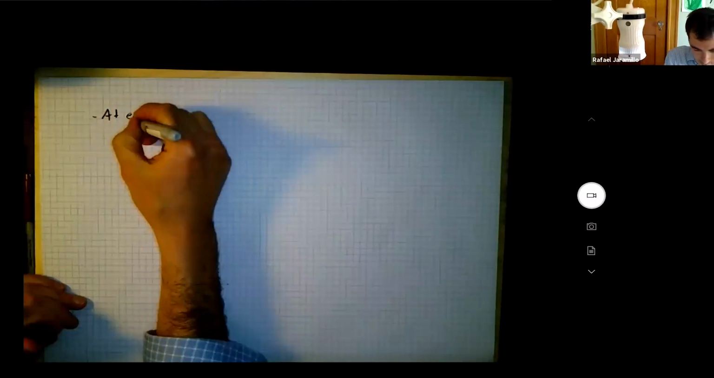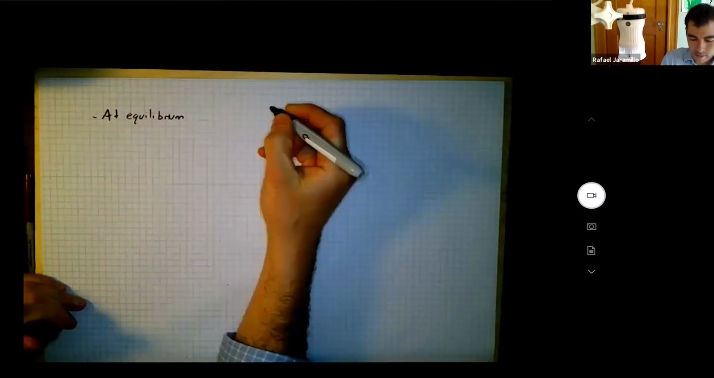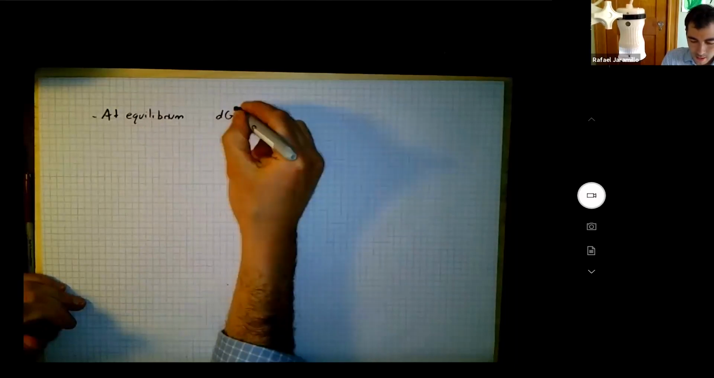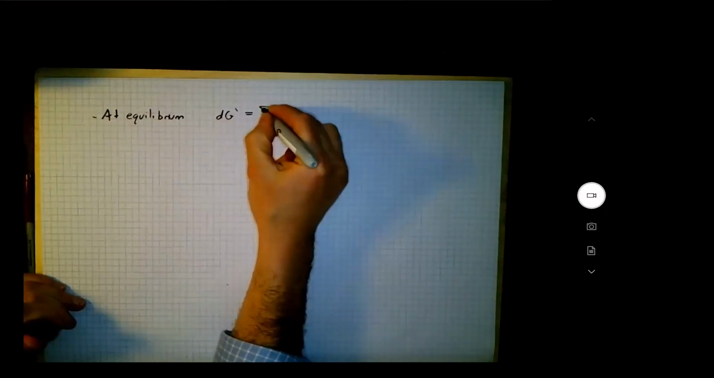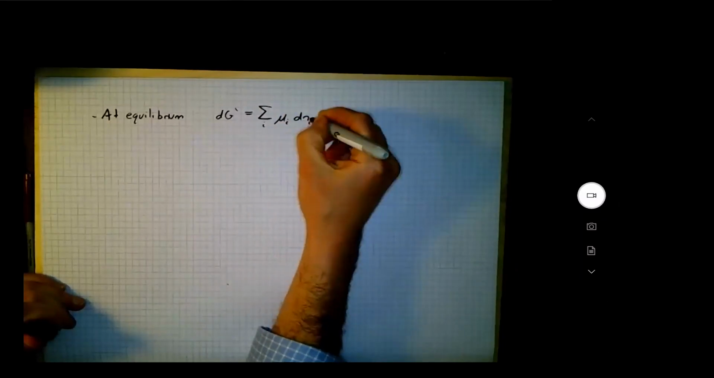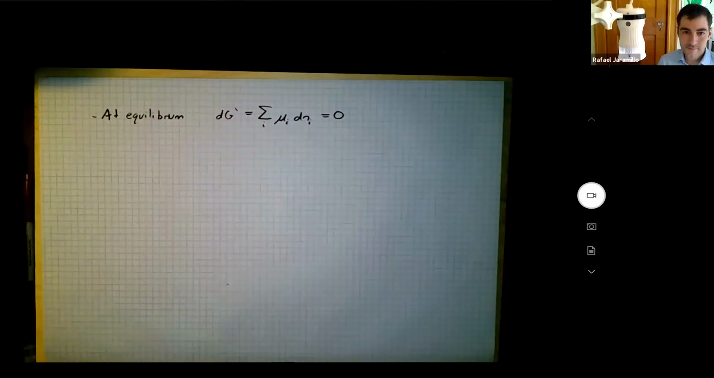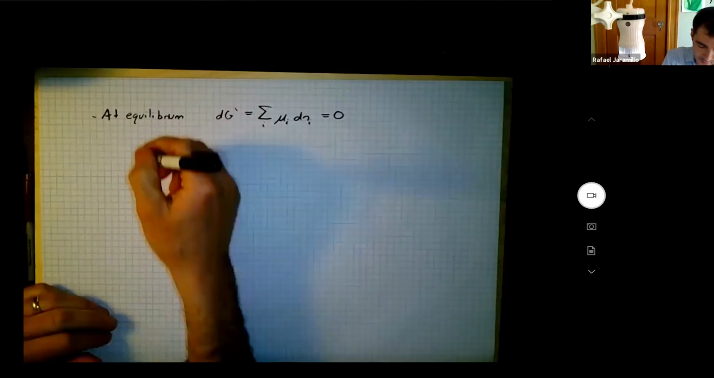So at equilibrium, dG equals, no, that's the equilibrium expression. So all that.